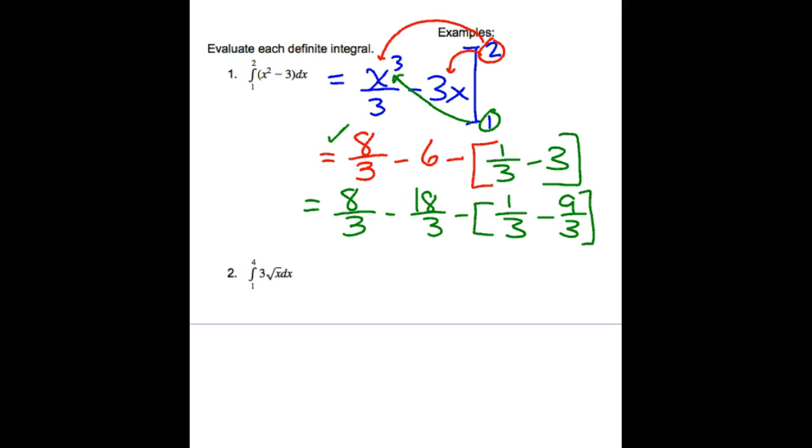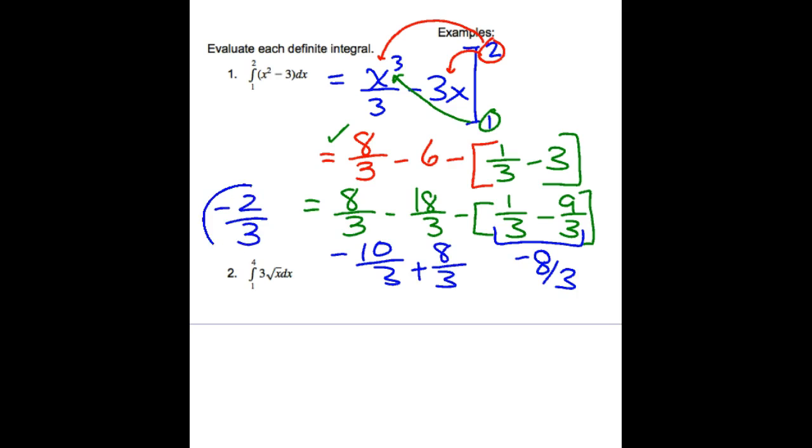Then I would take care of your beefy brackets, and that's going to become a what? Minus 8/3, correct? So when I'm all done with this, I've got 8/3 minus 18/3 for a negative 10/3. Then I've got minus a minus, so I'll have a plus 8/3. The answer to this is negative 2/3. What does that mean about the curve itself? What did it end up having?